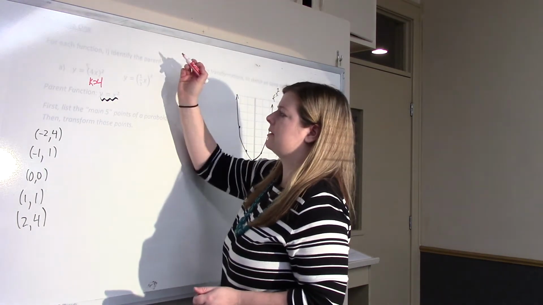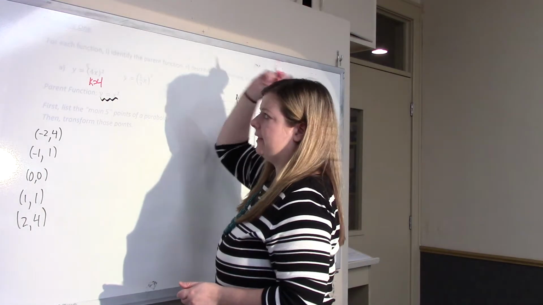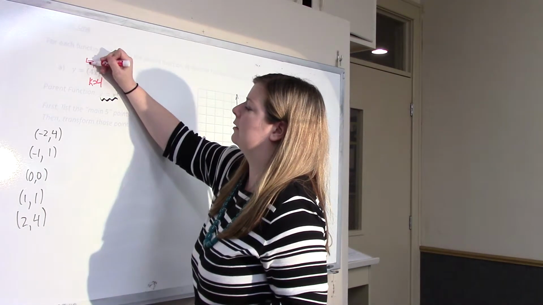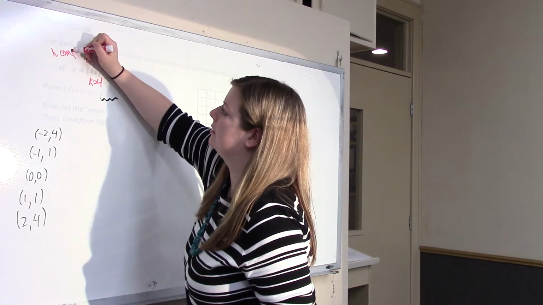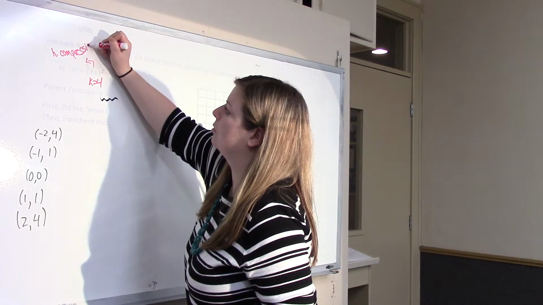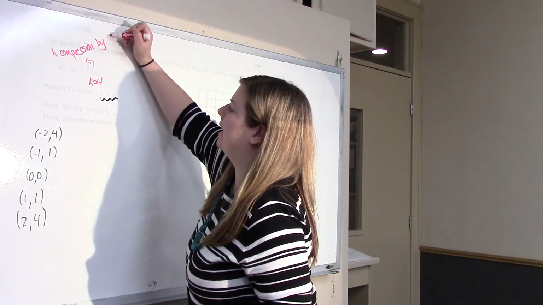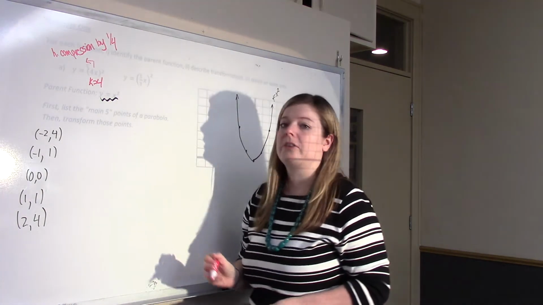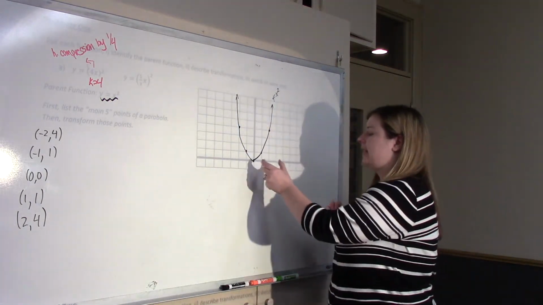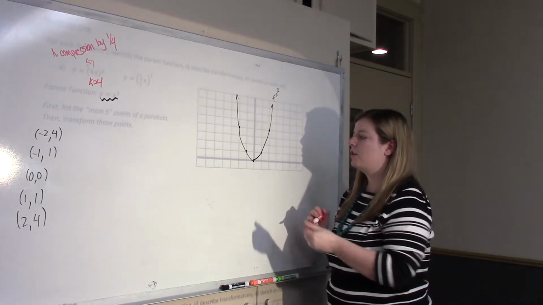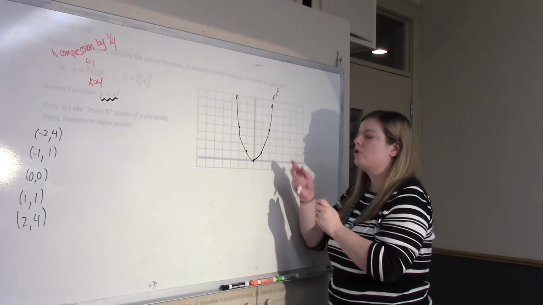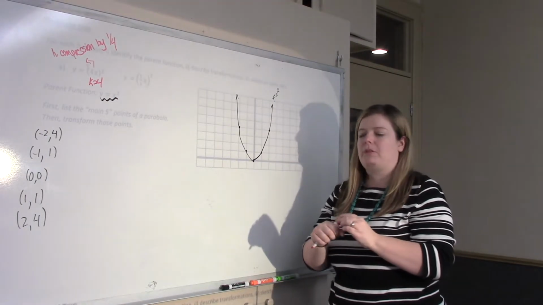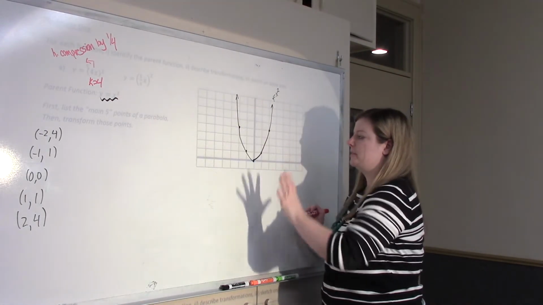Okay, our k value is 4. So what does that mean? That means that it's a horizontal compression by a quarter. That's what that means. That means that all of these x values are going to be a quarter of how far out they are now. So I'm going to show it graphically first, and then I'll do it with the points. And then the other one I'll do the opposite.